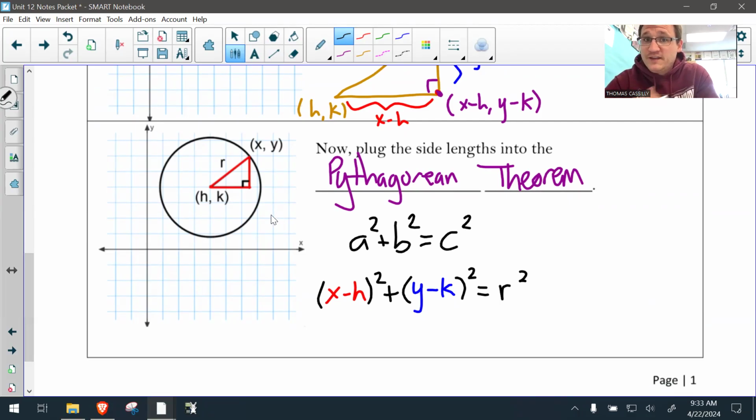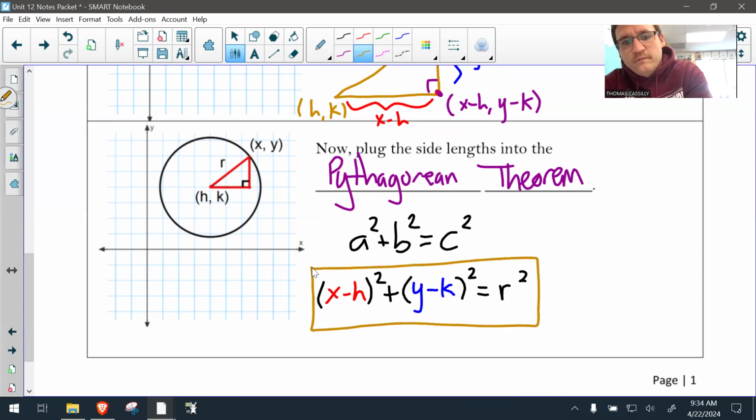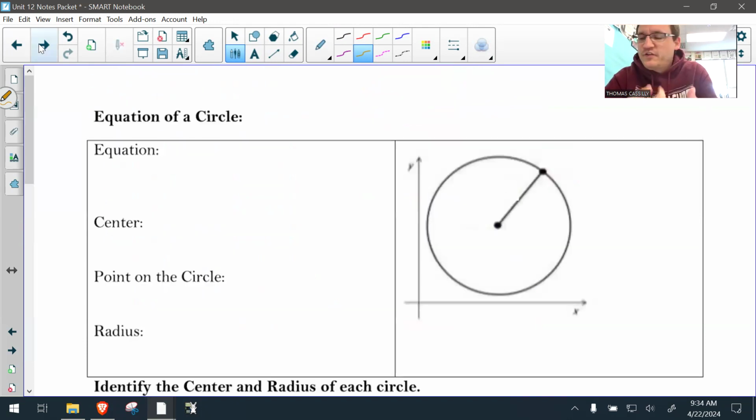And how do we figure out a distance? Well, we use the distance formula here. And the distance formula, of course, comes from the Pythagorean theorem. So it turns out the equation of a circle is just the distance formula. All right. So on the next page, let's define what all of those things mean. I'm just going to rewrite that.